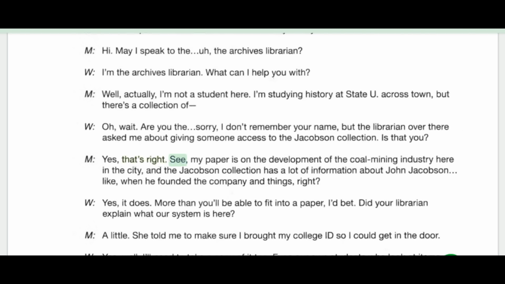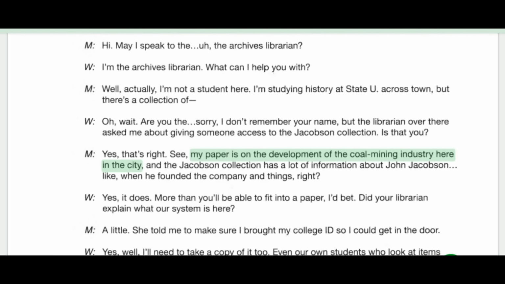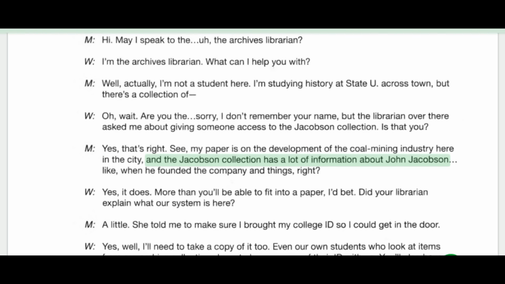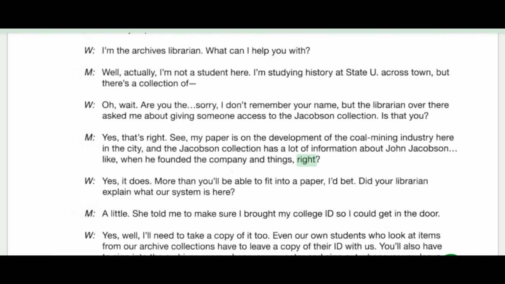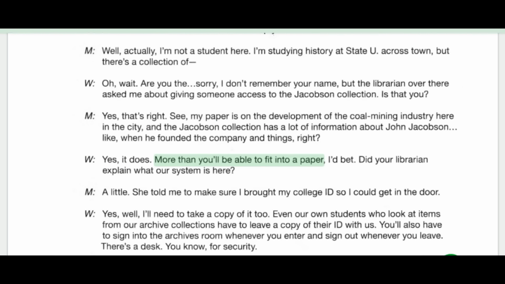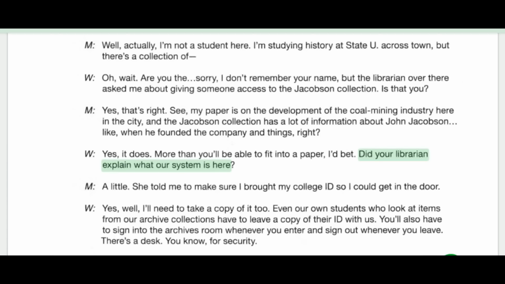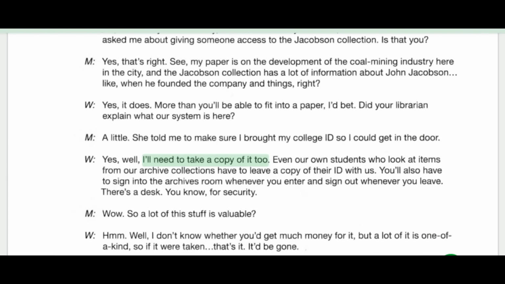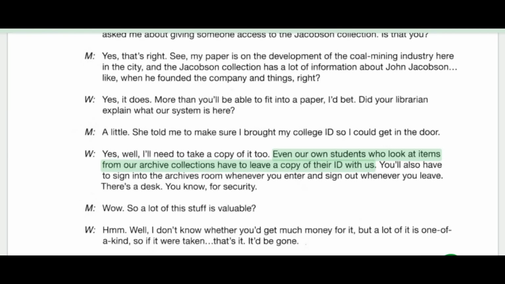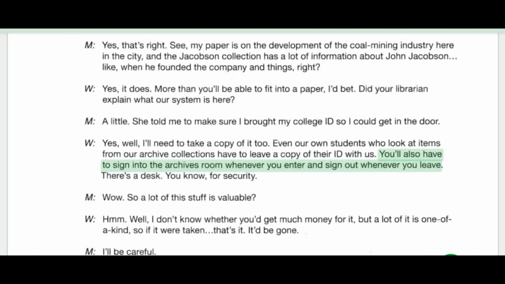Yes, that's right. My paper is on the development of the coal mining industry here in the city, and the Jacobson collection has a lot of information about John Jacobson. Like, when he founded the company and things, right? Yes, it does. More than you'll be able to fit into a paper, I bet. Did your librarian explain what our system is here? A little. She told me to make sure I brought my college ID so I could get in the door. Yes, well, I'll need to take a copy of it too. Even our own students who look at items from our archive collections have to leave a copy of their ID with us. You'll also have to sign into the archives room whenever you enter and sign out whenever you leave.